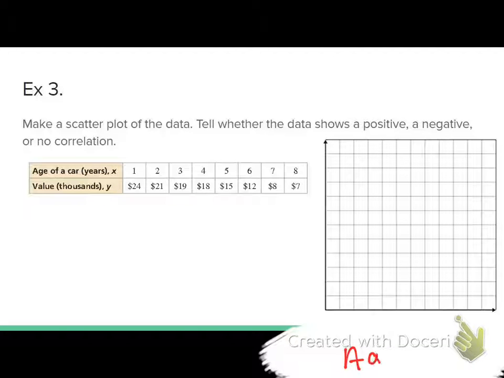Age of car. And then our y-axis, oh, mine got covered up there a little bit. I'll move it down below. Age of car. It's a little better. Then our y-axis is the value of that car in thousands of dollars. So our y-axis is our value. Now we kind of have to decide what our scale is going to go by. I would say that for our age of cars on our x-axis, we're just counting from 1 to 8. So I think we could fit that on this graph. So we can start at 0 and just count up to 8.